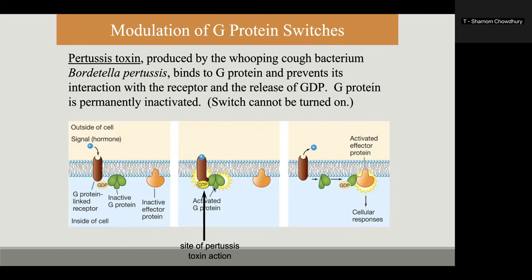So pertussis toxin can bind to the G protein here once it's inactivated. Typically, it exchanges GDP for GTP and becomes activated. However, pertussis toxin binds to the inactive G protein and keeps it permanently inactivated, so no cellular signal response can occur.